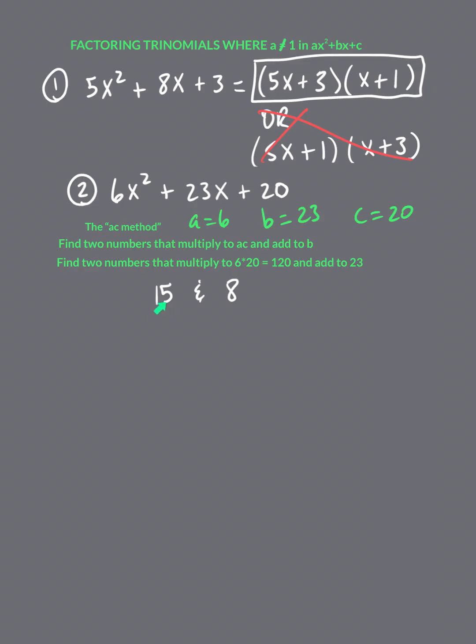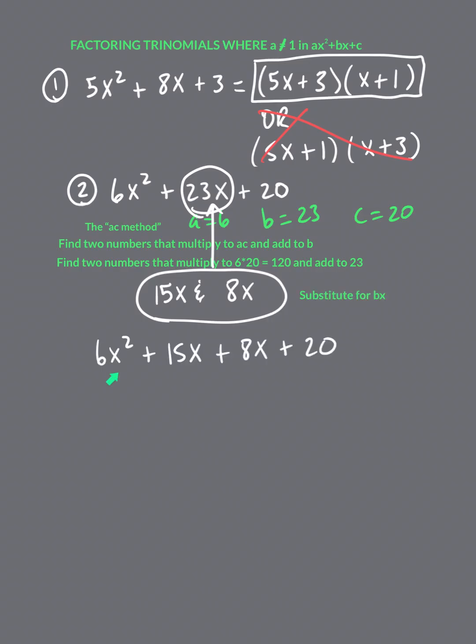So what we're going to do instead is we're going to put x's on these numbers, and we are going to substitute them in for this term right here, and then we're going to have 4 terms, and then we'll use our factoring by grouping. You can see that this expression is still equal to the original expression. 15x plus 8x is equal to 23x. Now that we have 4 terms, we can factor by grouping. So we'll group these two together, and then we'll group these two together.